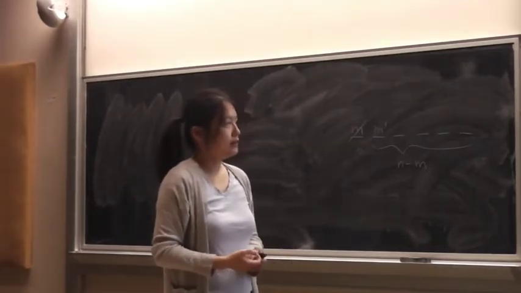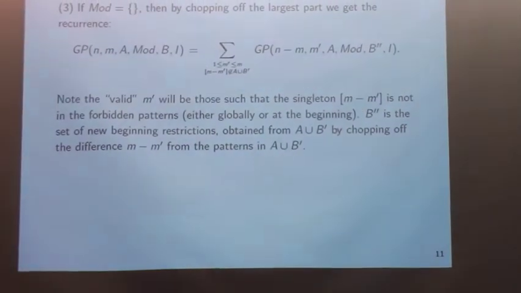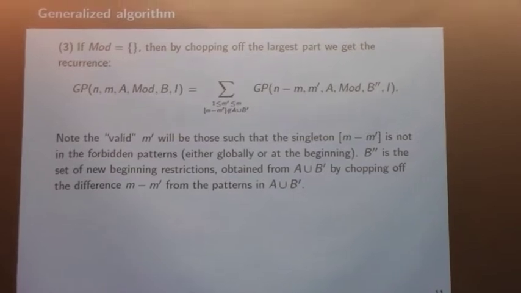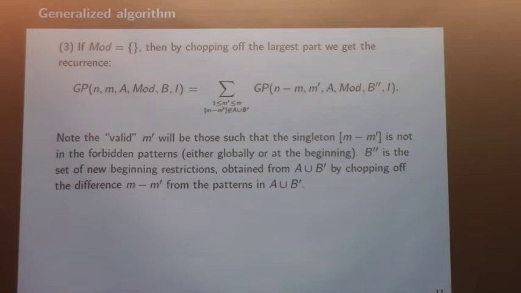So note that the valid M prime will be those such that the singleton M minus M prime is not in the forbidden patterns, right? Because if they are, then we are not counting them, either globally or at the beginning. B prime is a set of new beginning restrictions. B double prime is a set of new beginning restrictions obtained from A union B prime by taking off the difference n minus n prime from the patterns in A union B prime. So A union B prime is the forbidden patterns that we start with.